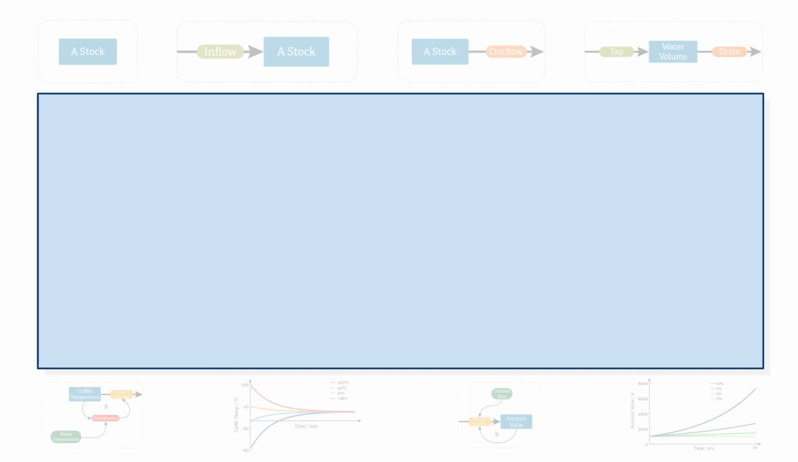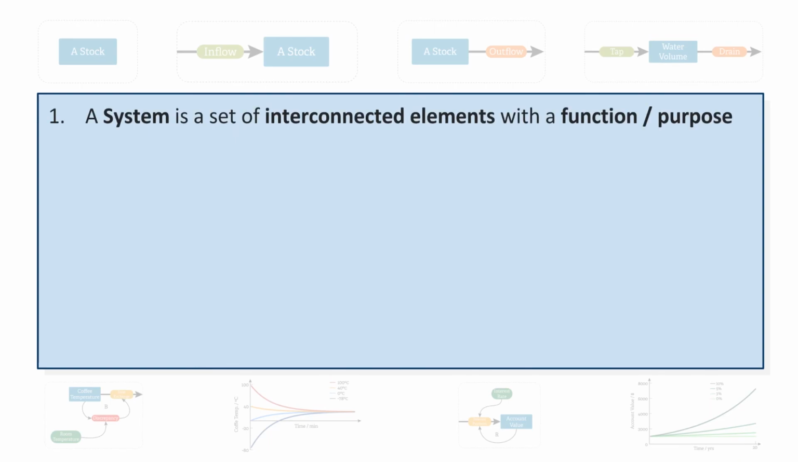With that, we're almost at the end of this video. I'd like to briefly recap what we covered today. So we saw that a system can be described as a set of interconnected elements with a specific function or purpose, and we explored what elements could be, how the connections between them could look like, and what the significance of the function or purpose is for a system.